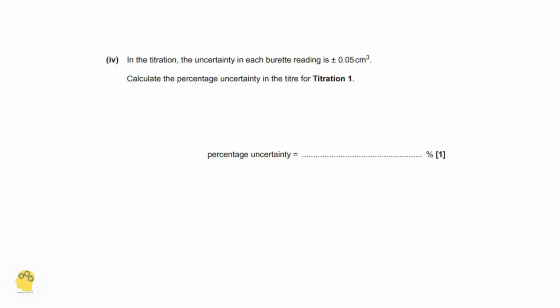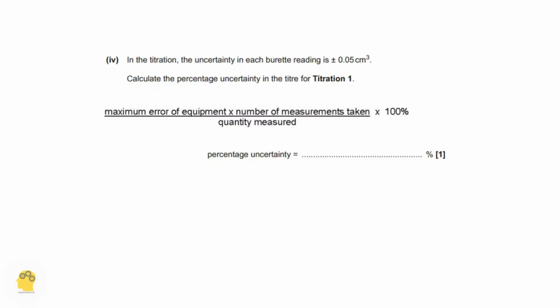So for a piece of glassware, this is usually half of one graduation. So for a burette, the graduations are 0.10 centimetre cubed. The uncertainty is half of that at 0.05 centimetre cubed. For digital equipment, such as a top pan balance, it will be half of the last decimal place.